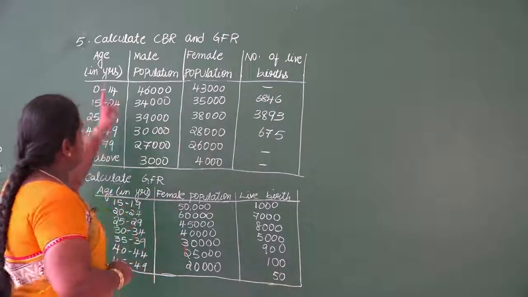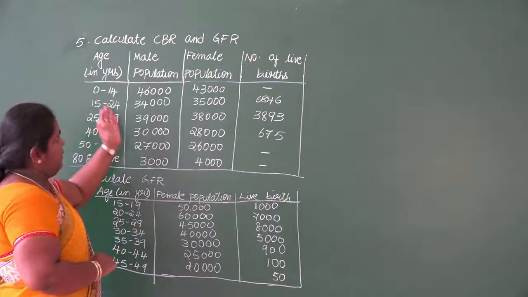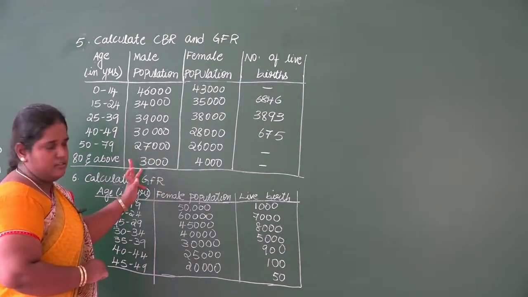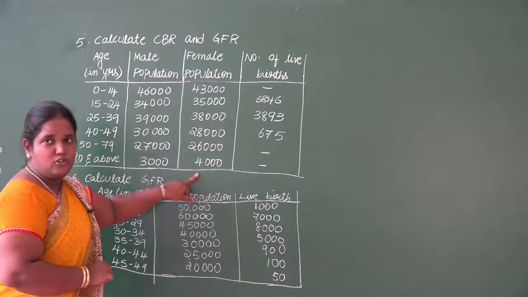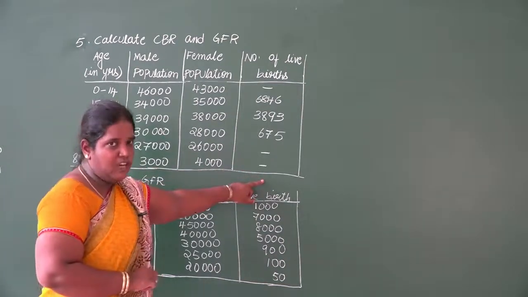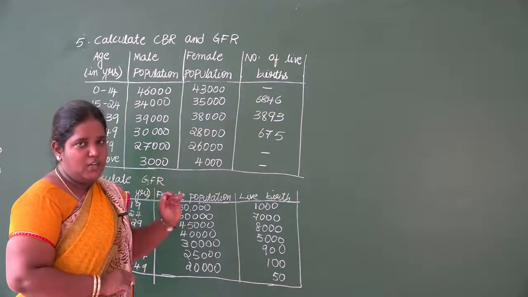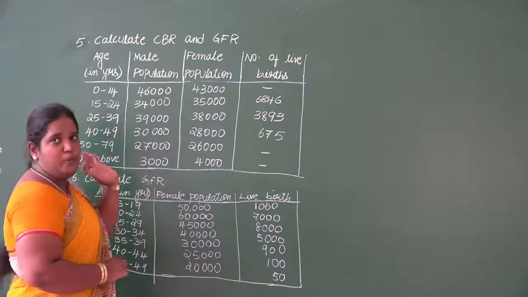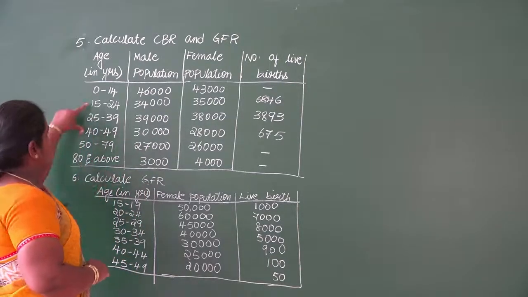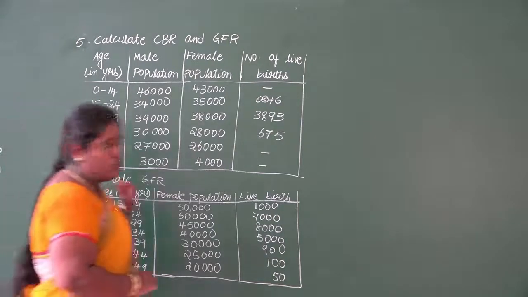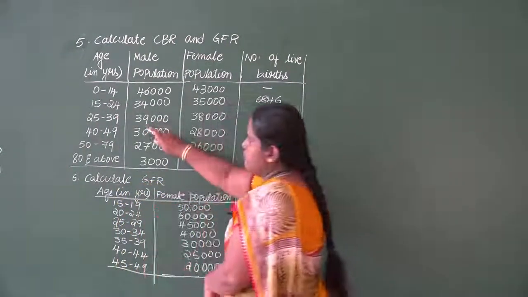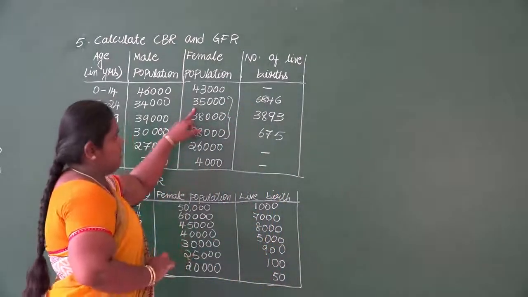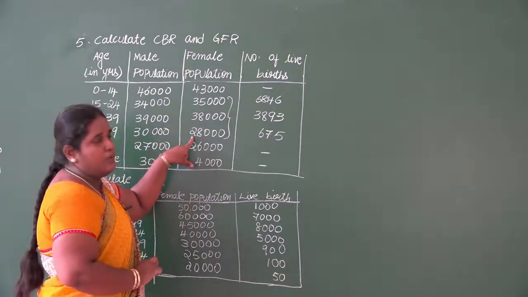So I have given two questions, calculate CBR and GFR, where male population and female population both are there. So you have to do the total of the male population, do the total of the female population, then the total of live birth, divide and multiply it by 1000, you'll get the CBR value. For the GFR value, you'll add the female population from 15 to 49. So you'll be adding here only the three age groups, 15 to 24, 25 to 39 and 40 to 49. So you have to add only these three age groups, 35,000, 38,000 and 28,000.